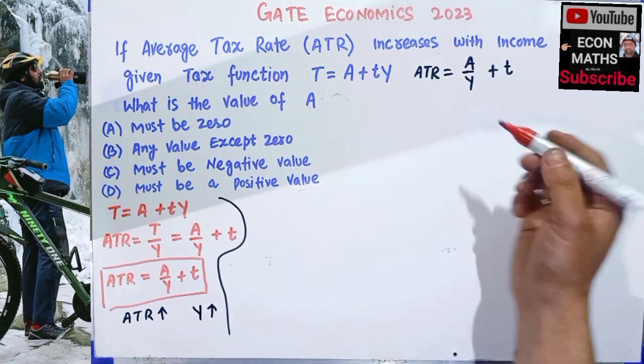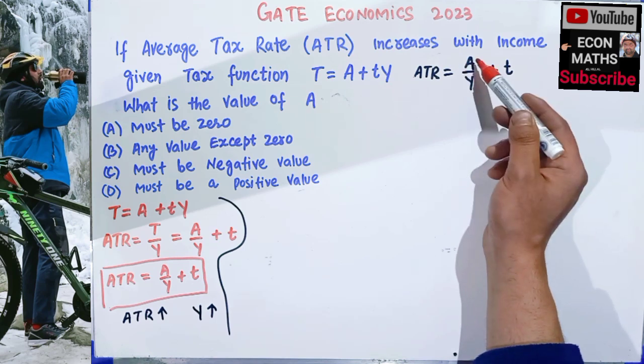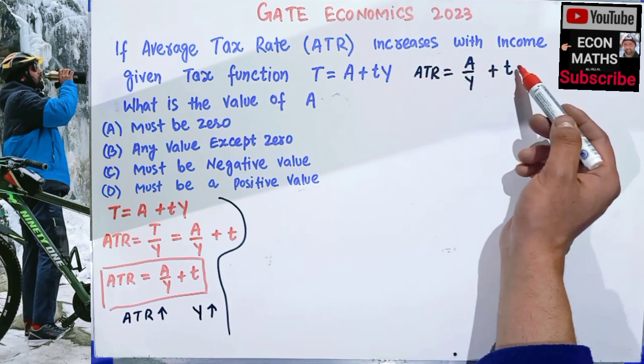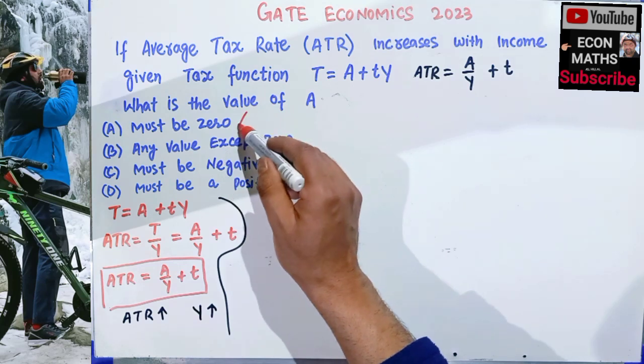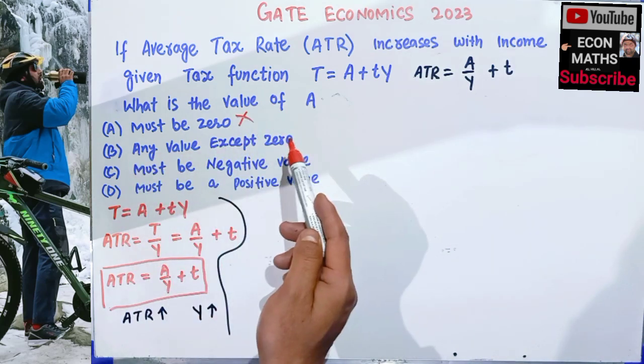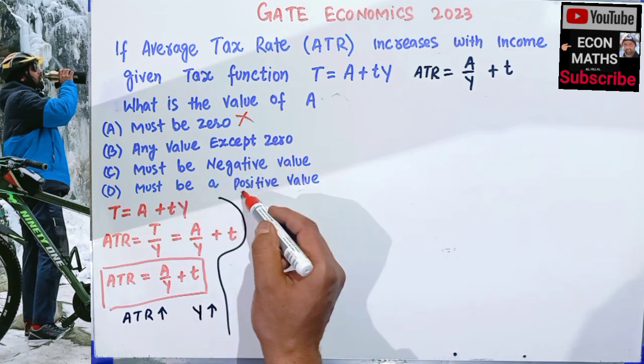Now if a is equal to 0, this whole term becomes 0, then average tax rate will remain constant. So it cannot be 0. Second option is any value except 0. By any value we mean positive or negative. Let us see first the positive value.